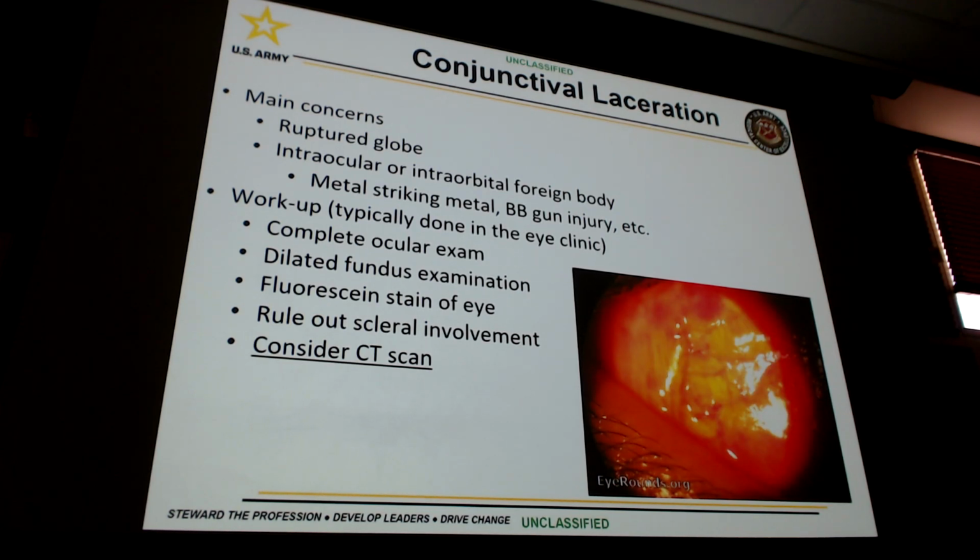Do your full eye exam, stain them up with fluorescein, use your Woods lamp to appreciate the actual laceration. You can check for a Seidel sign, which would be fluid coming out of the eye. CT scan, good case history.